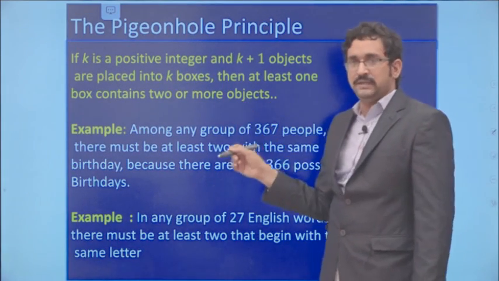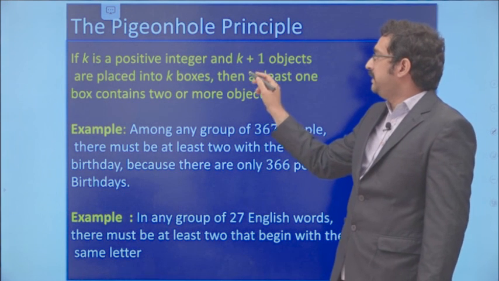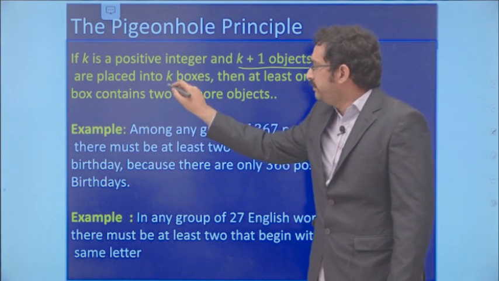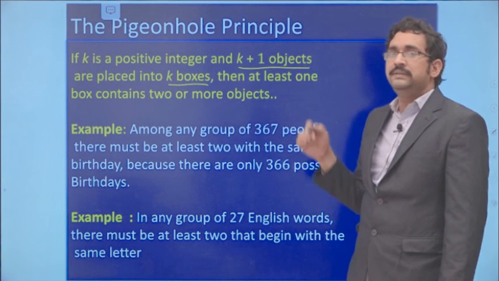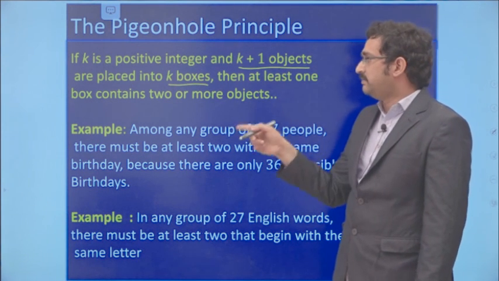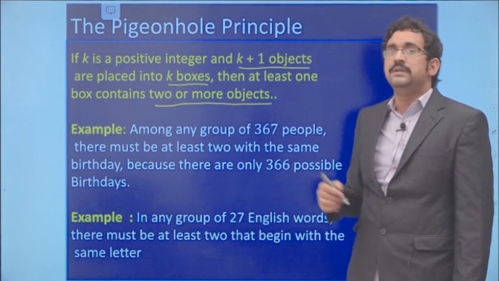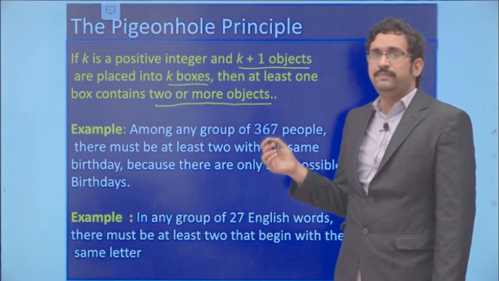So this is the statement: if k is a positive integer and k plus 1 objects are to be placed into k boxes, then there is at least one box containing 2 or more objects. This is the Pigeonhole principle.